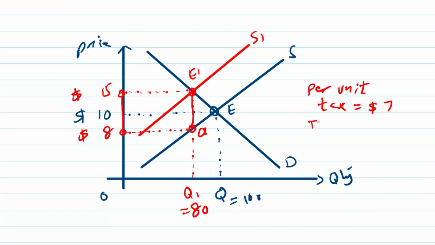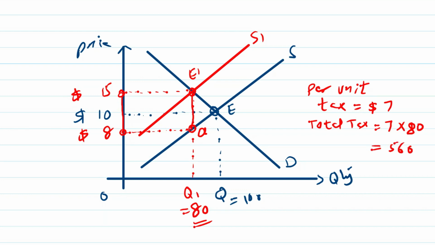So what will be the total tax then? Total tax के लिए हम क्या करेंगे? Per unit tax multiply by quantity कर देंगे. Quantity हमारे पास कितनी है? 80 है. This is the quantity. So 80 into 7 करें तो कितना होगा?